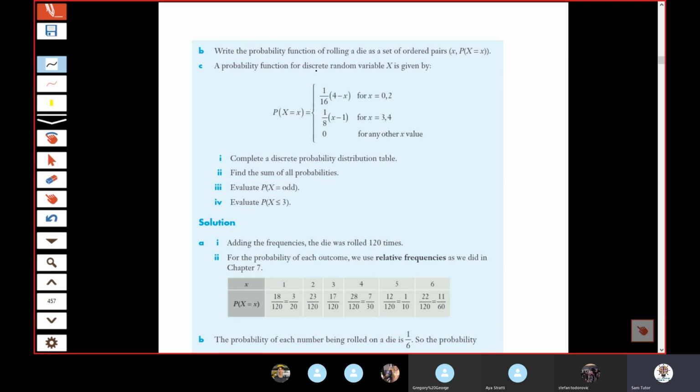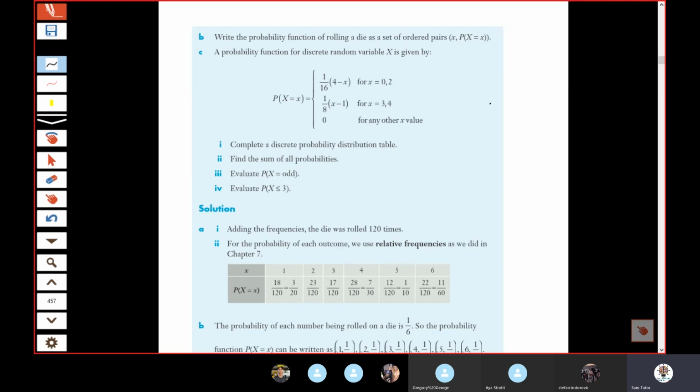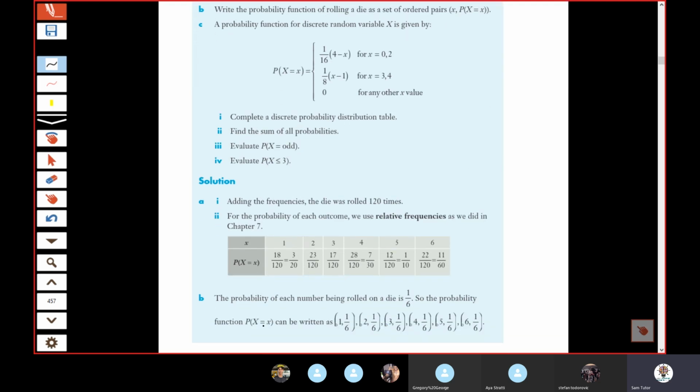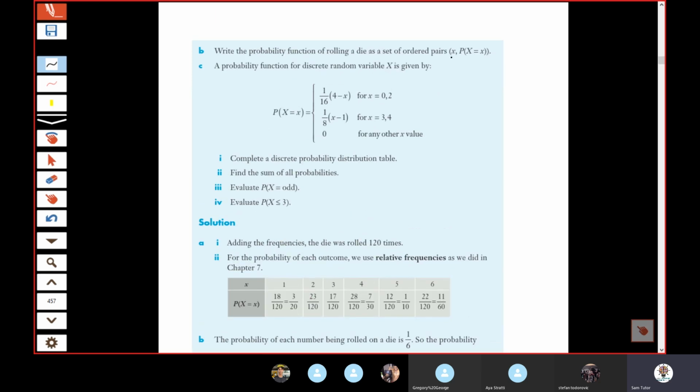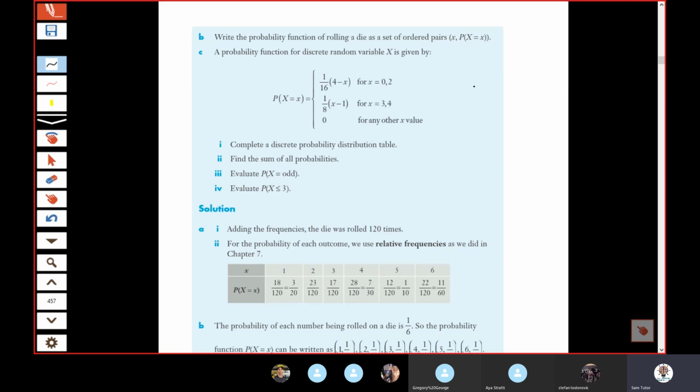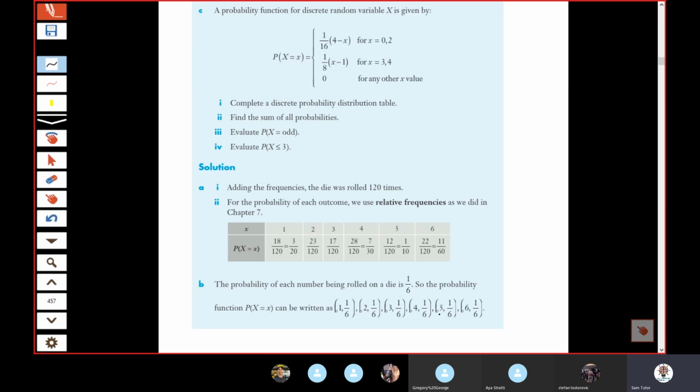B, write the probability function of rolling a die as a set of ordered pairs. Again, that's just a fancy way of saying that if you get a 1, it occurs 1 out of 6 times. If you get a 2, it also occurs 1/6 of the time. If you get a 3, it occurs 1/6 of the time. If you get a 4, the probability of getting X equals 4 is 1 out of 6. If you get a 5, the probability is 1 out of 6. The probability of 6 is 1 out of 6.